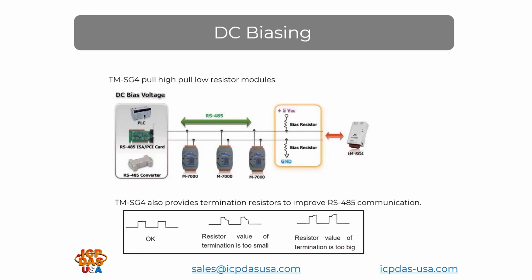If the termination resistor value is too small or not used, it'll look like the middle waveform. If the resistor value is too large, it'll look like the waveform to the right. Normally, this is not too big of an issue for short runs. We standardly don't even use a termination resistor, but DC biasing is of course necessary.